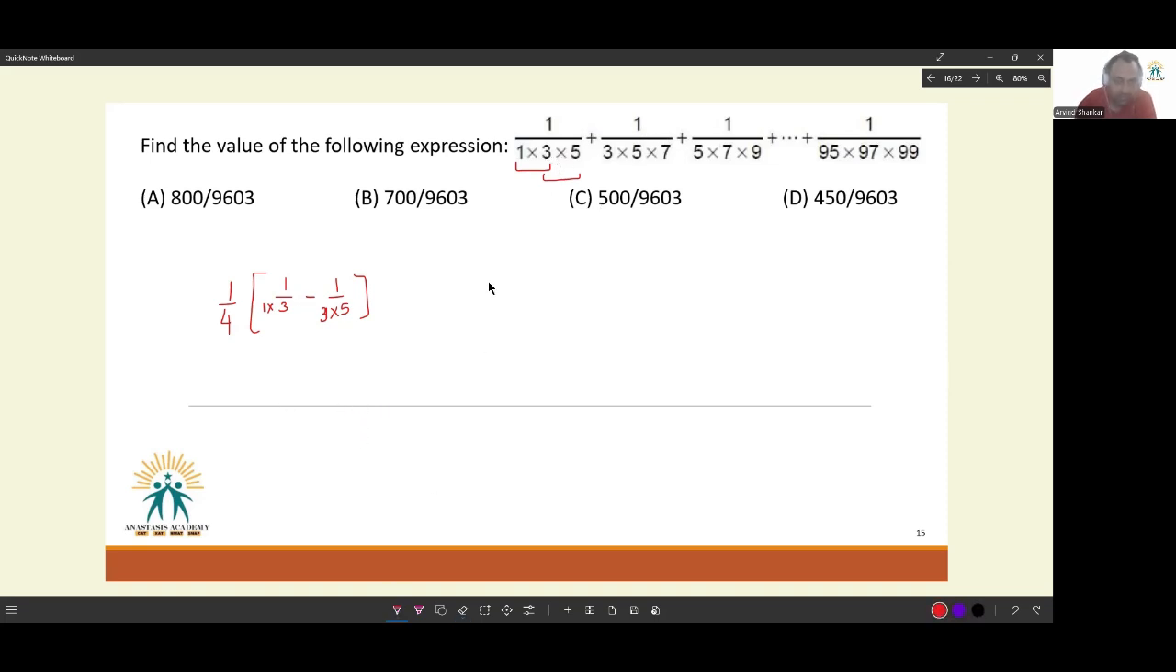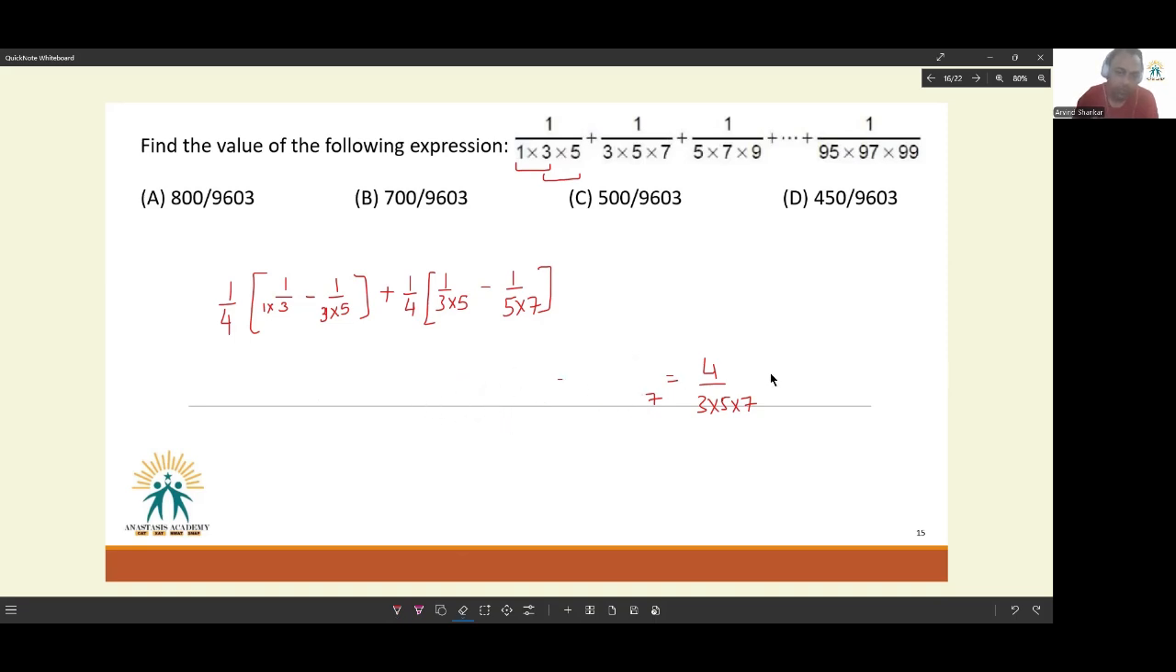Let us do the same working for the second one. Can you see? 1 by 3 into 5 minus 1 by 5 into 7 will get me to 7 minus 3 by 3 into 5 into 7, which again gets me to 4 by 3 into 5 into 7. But I did not want this. I wanted 1/4 of this. So I will introduce another adjustment, 1 by 4. I'll be left with 1 by 3 into 5 minus 1 by 5 into 7. This is perfectly all right.